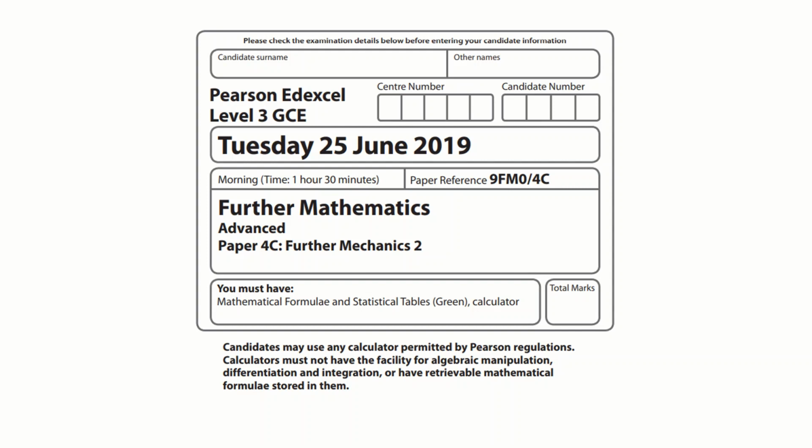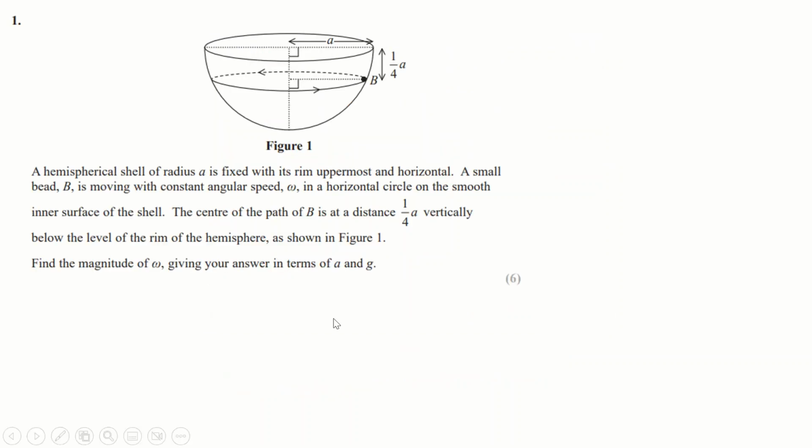This is Further Mechanics 2 from 2019. Let's do question number 1. So we've got a hemisphere here that's kind of hollowed out, and you've got a mass running around the middle in a circle. So it's one of those circular motion questions. Let's put some forces and stuff in the picture.